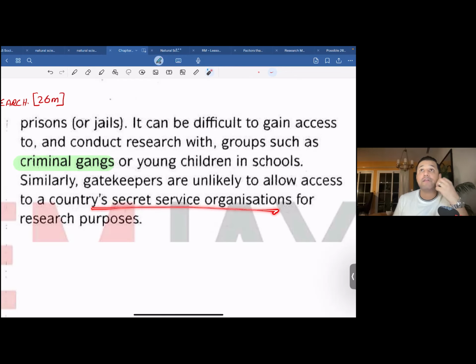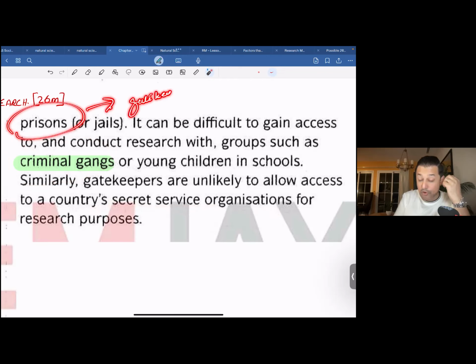So in a nutshell, if it's research that could be conducted in a shopping mall or at a cinema, it would be easier for you to have access to that place. However, if you are to conduct research on a criminal gang, it might not be easy for you. If you want to conduct research at a prison, of course, you have to get through the gatekeeper. Without the permission of the gatekeeper, you might not be allowed to gain data, right?